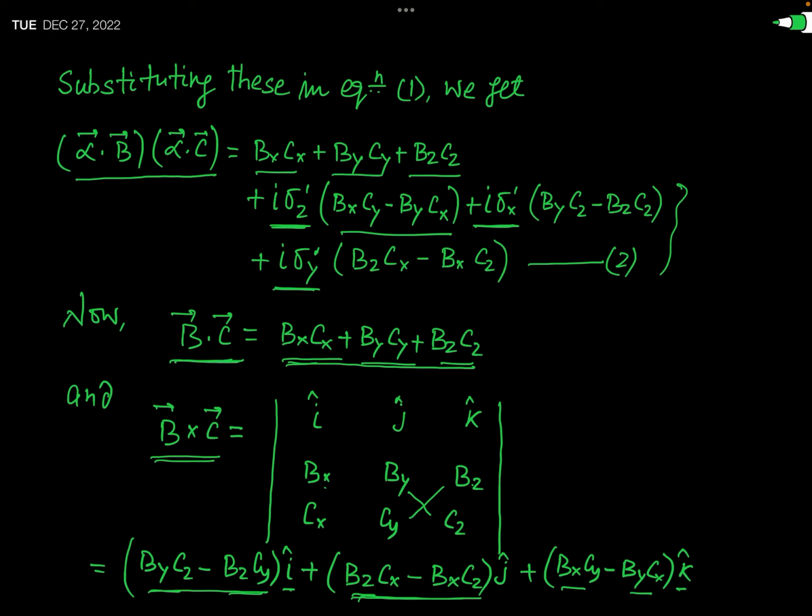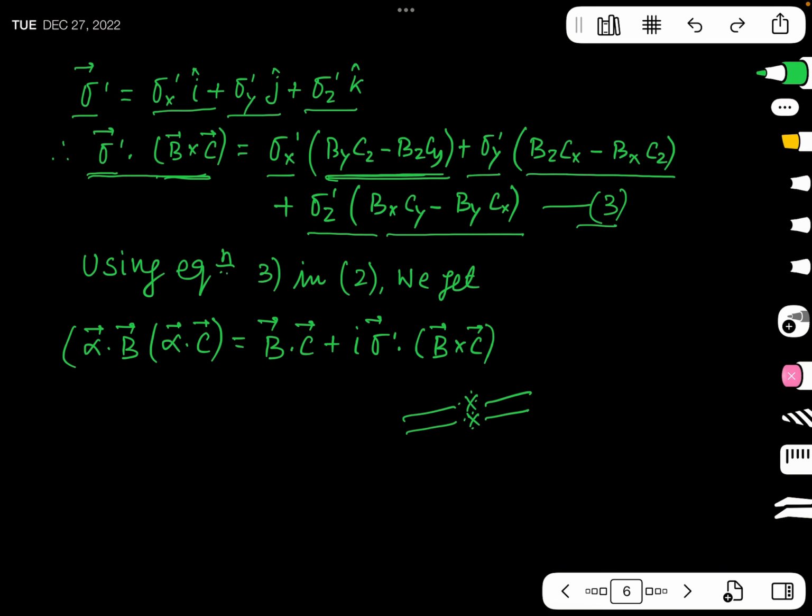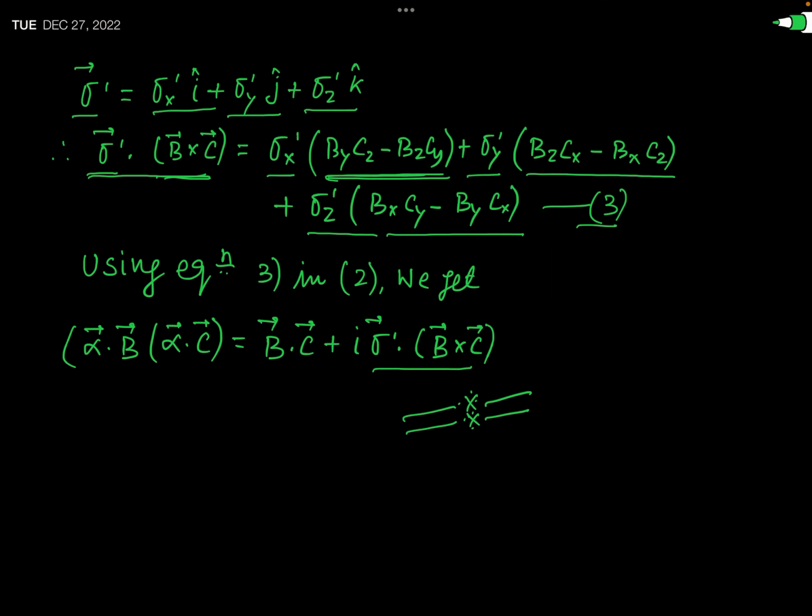So substituting all these values in equation number 2, what will you get? Instead of this, we will write b dot c, and you can see in all the remaining three terms, i is a common factor. So take this i as a common factor, then the remaining term will be simply equal to sigma dashed dot b cross c. And this is the result which we had to prove.